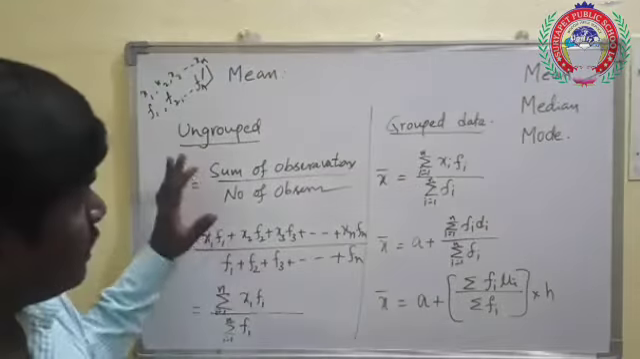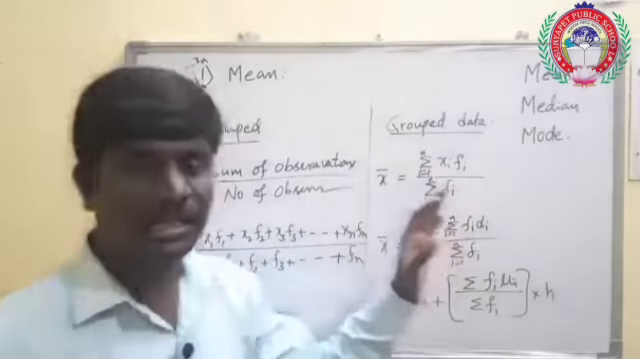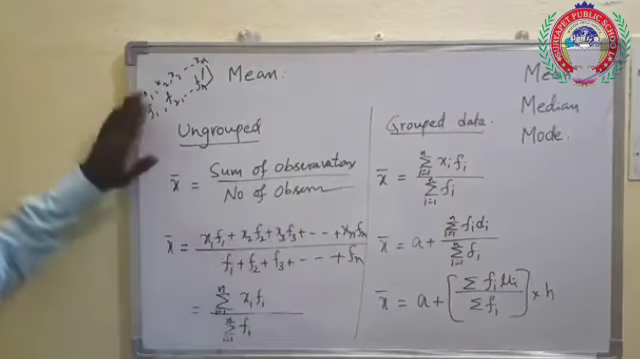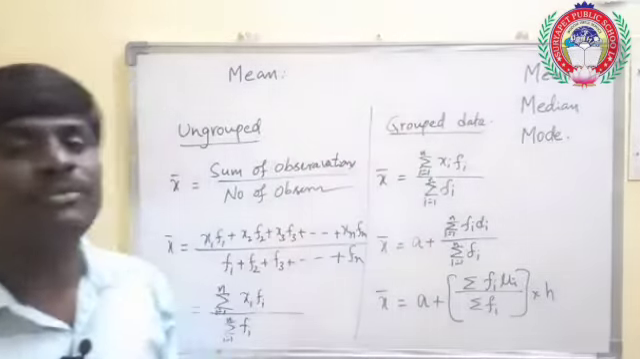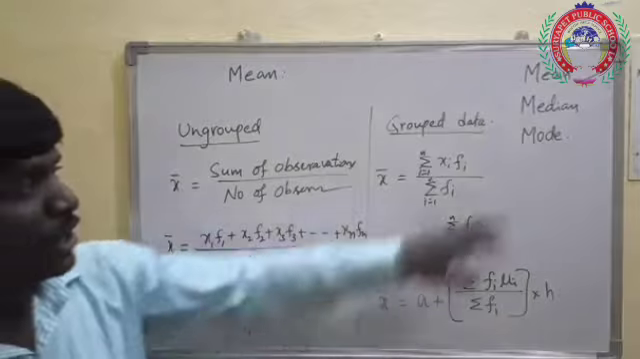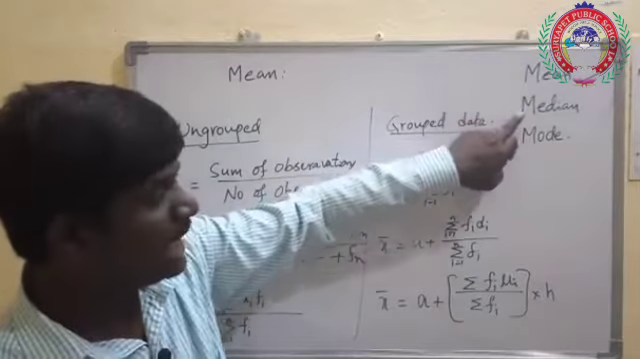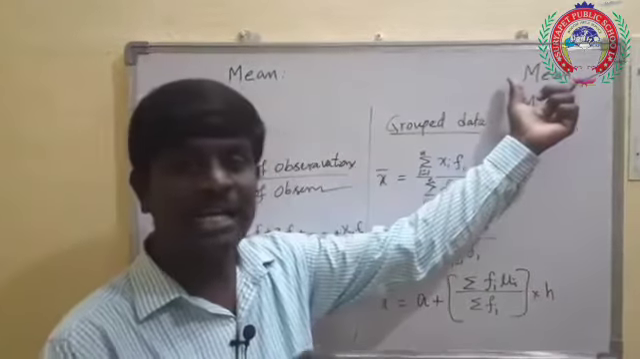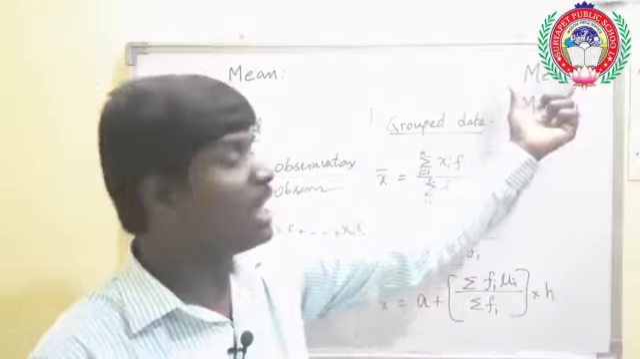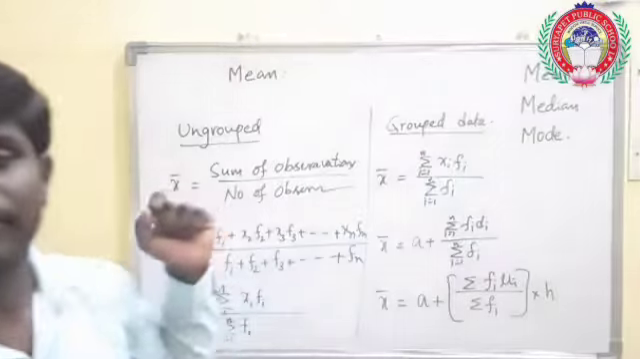Okay friends, let us summarize all these concepts. Now we have three measures of central tendency values. Those are mean, median and mode. First, let us find central tendency value of a data by using this mean.